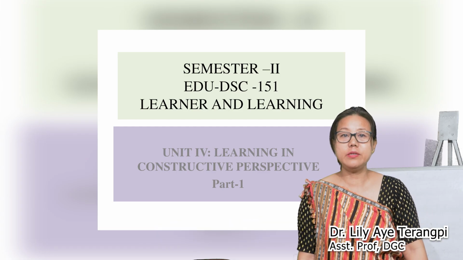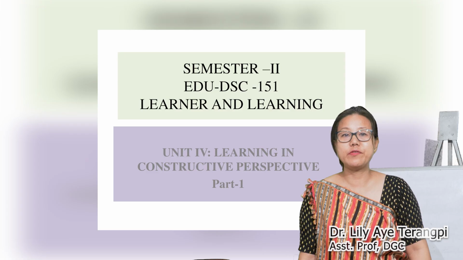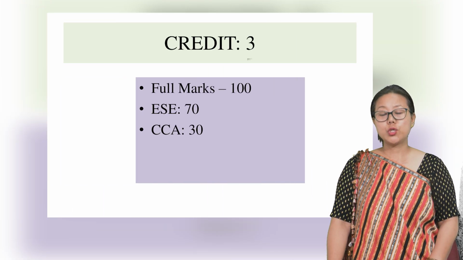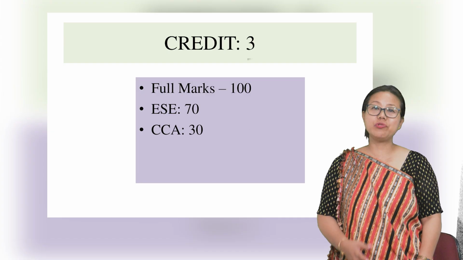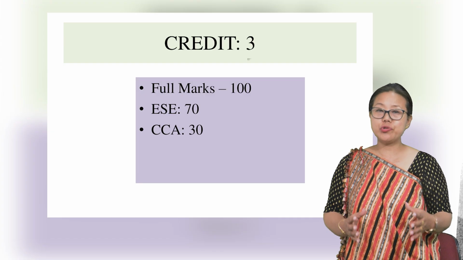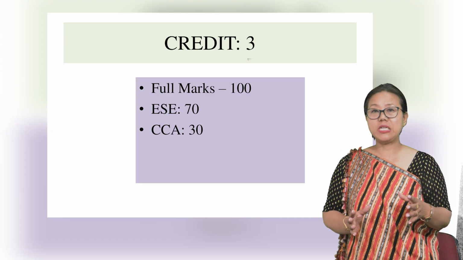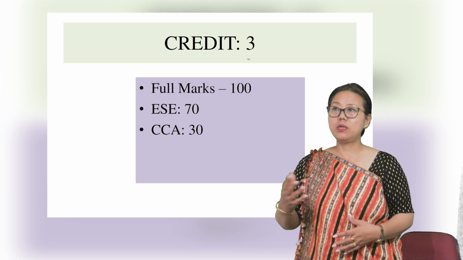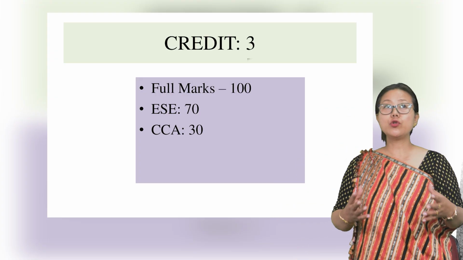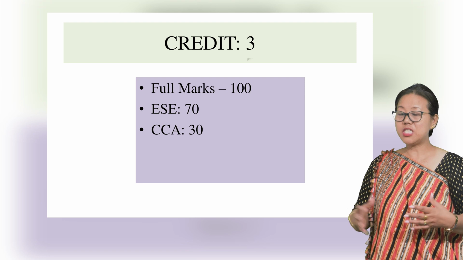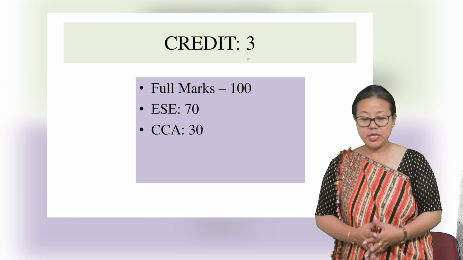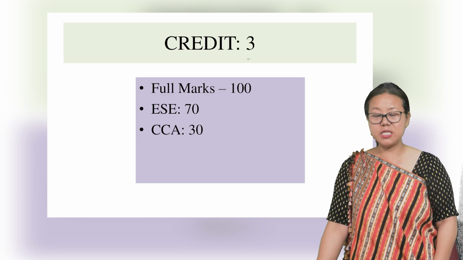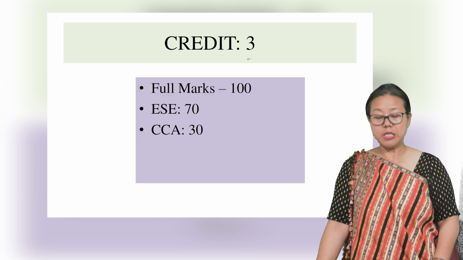Today I will be taking Education DSC 151, Learner and Learning. Yes, students, this paper has 3 credits. As you all know, 3 credits means you have to take at least 3 hours of contact classes every week, which will come to around 45 contact classes in a session. Full marks is 100, external will be 70 and sessional is 30.